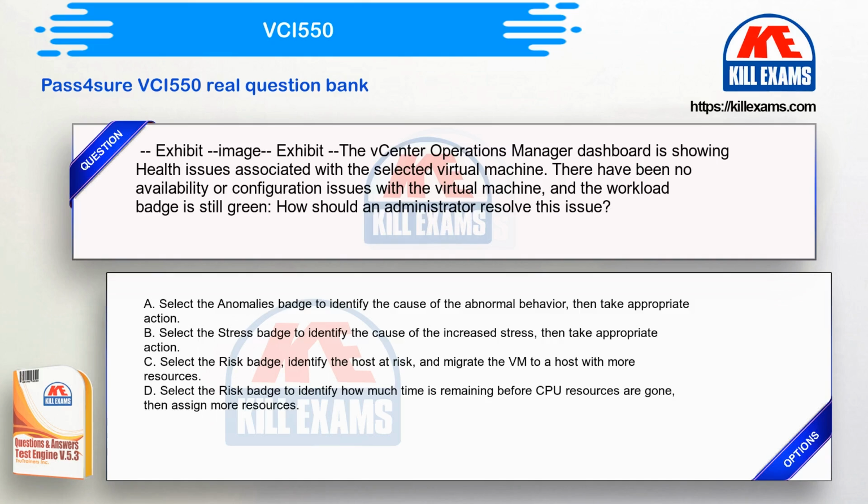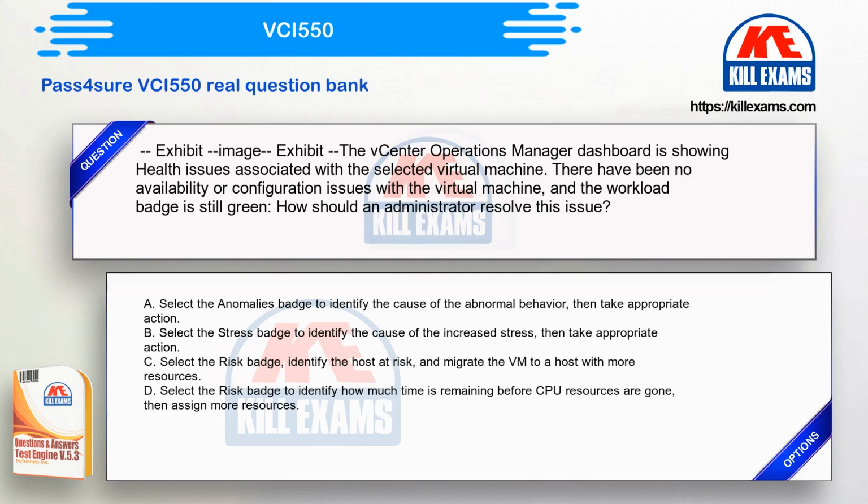Exhibit image. Exhibit. The vCenter Operations Manager dashboard is showing health issues associated with the selected virtual machine. There have been no availability or configuration issues with the virtual machine, and the workload badge is still green. How should an administrator resolve this issue? Option A. Select the anomalies badge to identify the cause of the abnormal behavior, then take appropriate action. Option B. Select the stress badge to identify the cause of the increased stress, then take appropriate action.